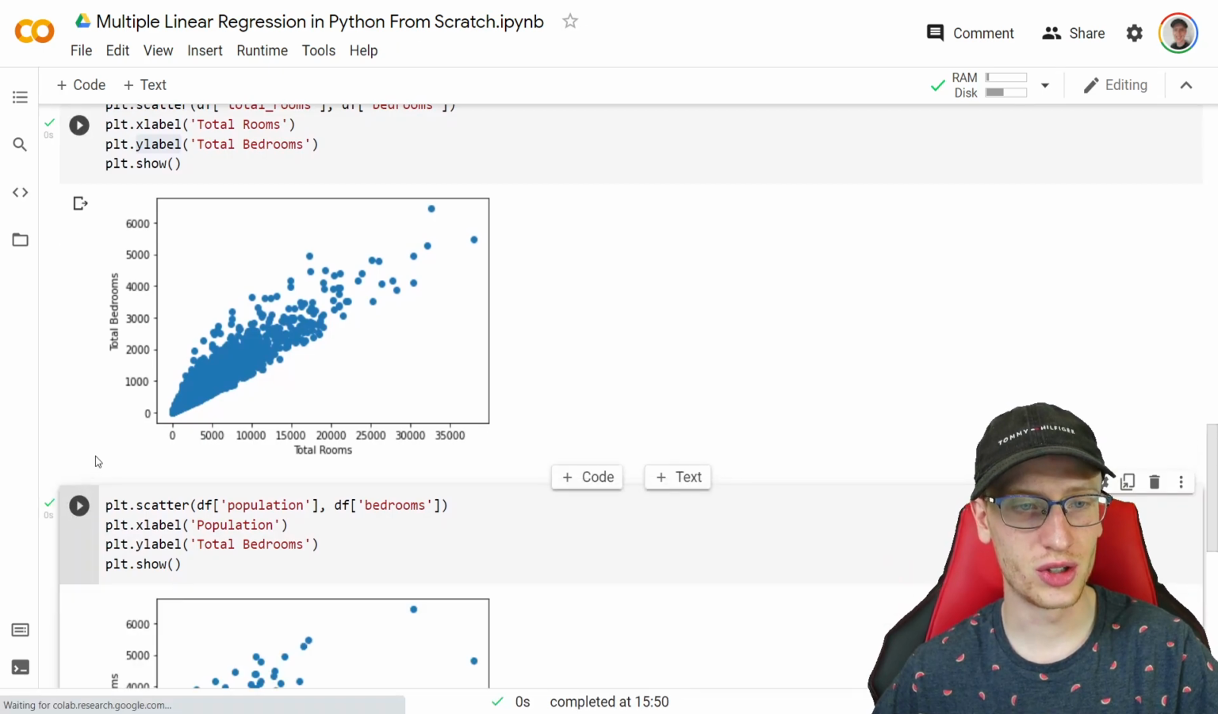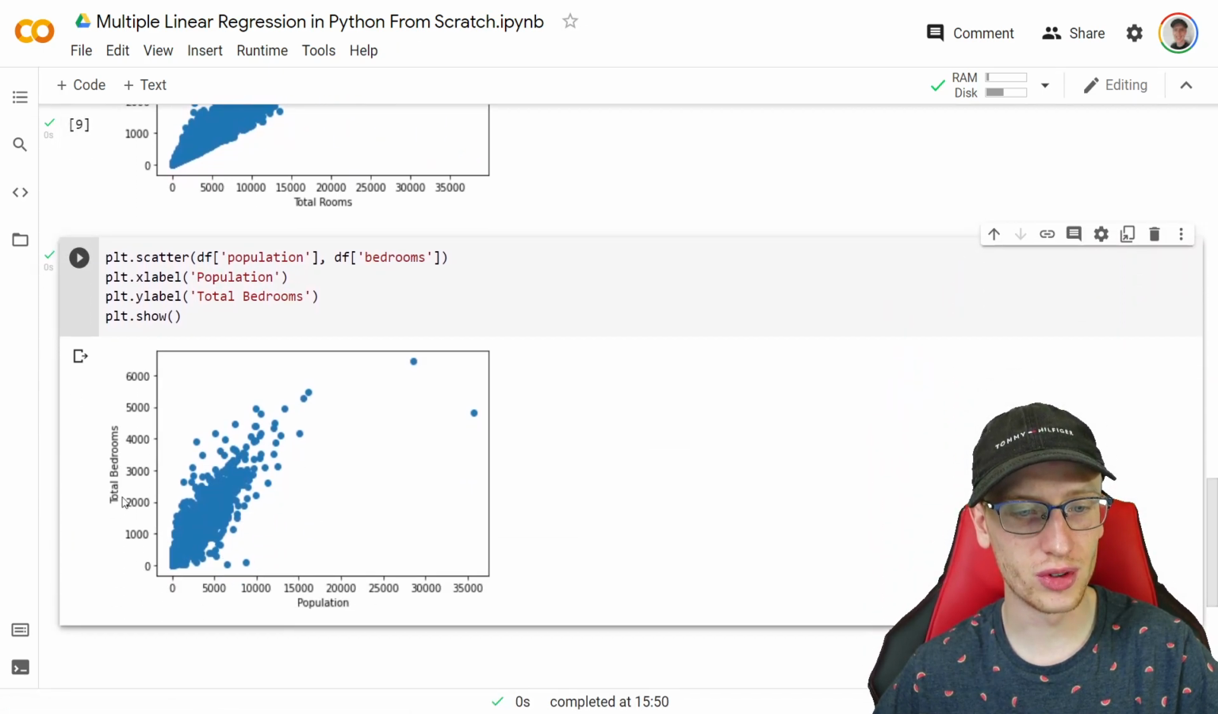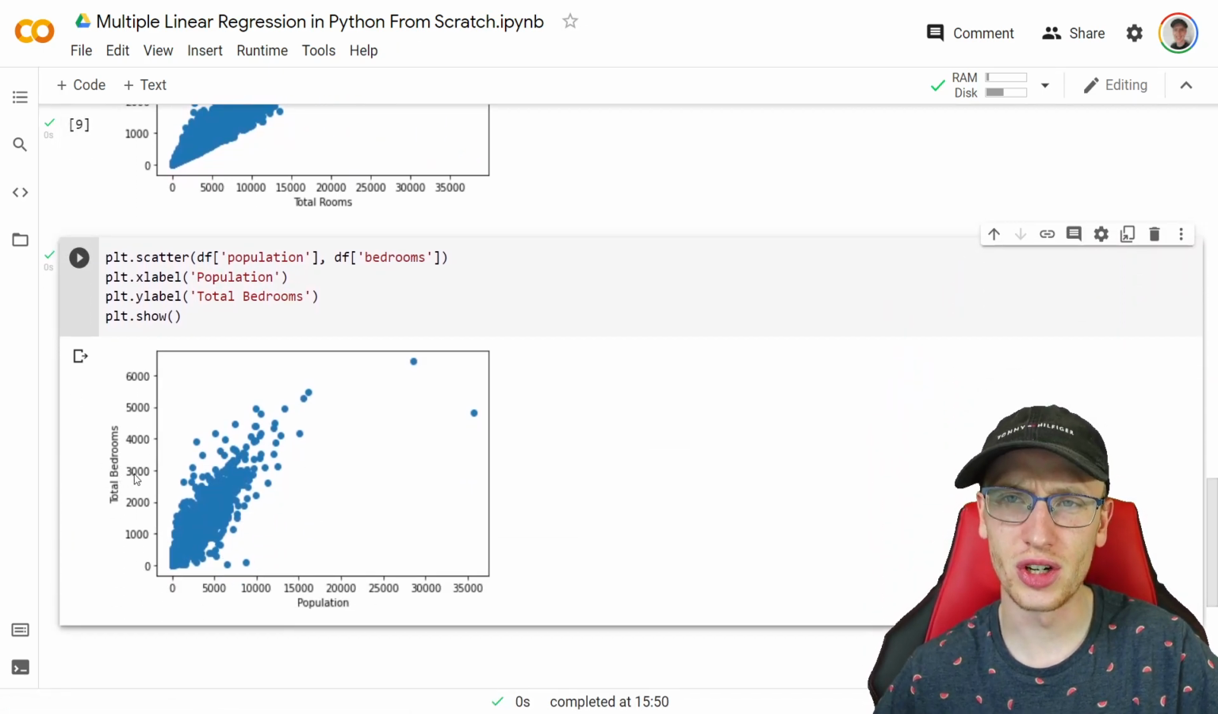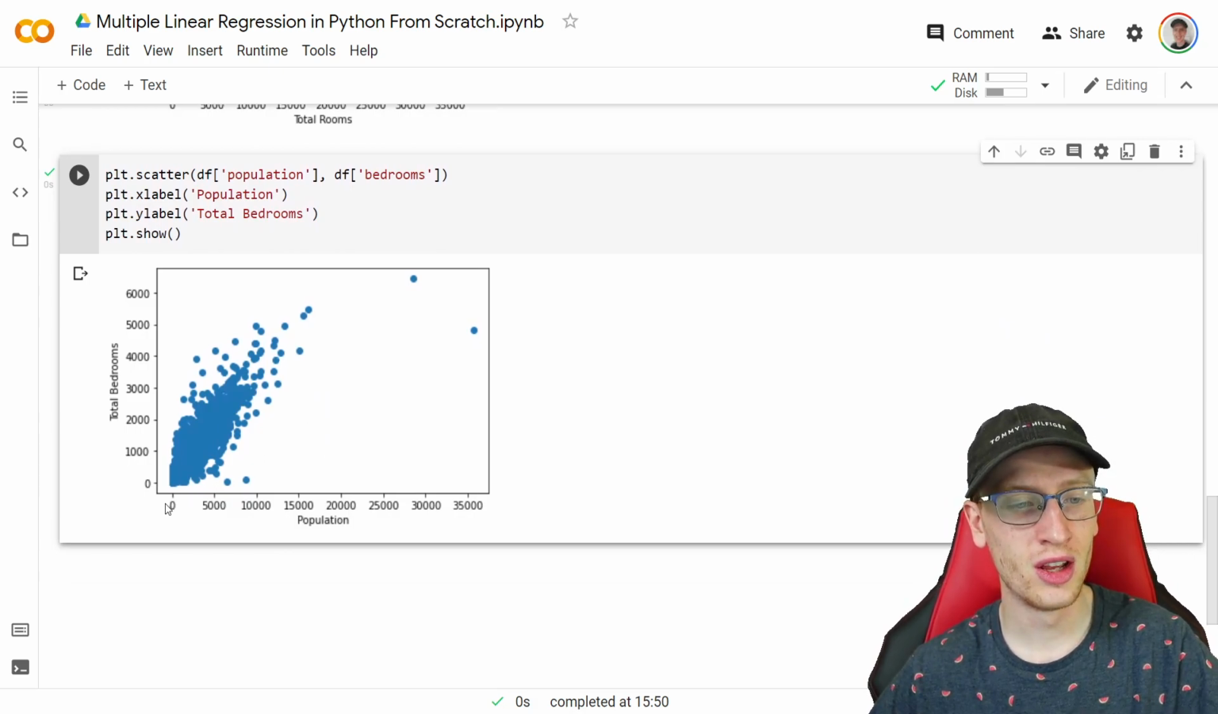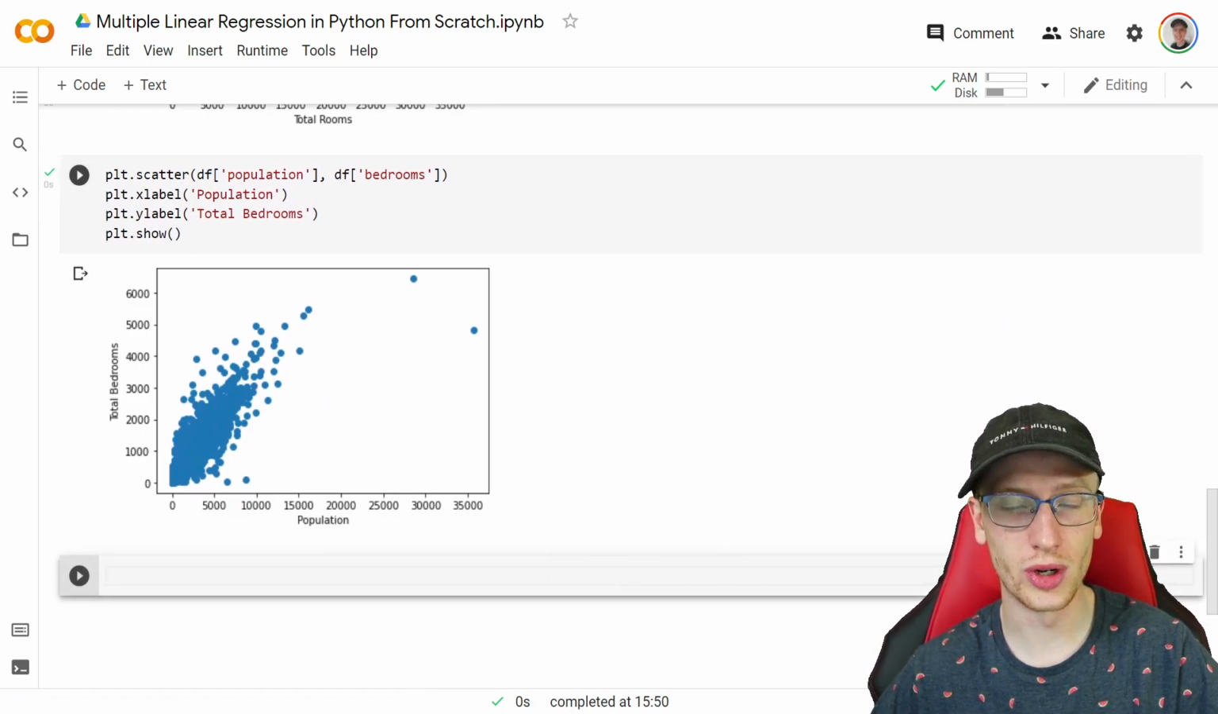So here I'll show it with population versus the total bedrooms. Actually, generally when you say versus, you usually say Y versus X. You would say total bedrooms versus population, but not a big deal. We can see here as population increases, total bedrooms tends to increase as well.